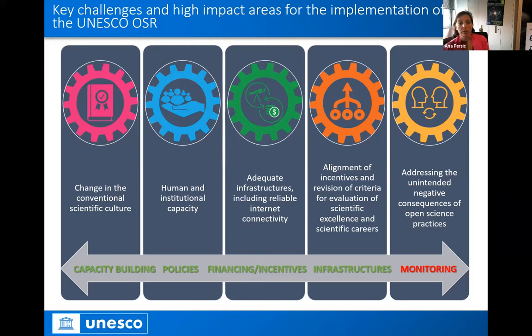They are the change in conventional scientific culture; the building of human and institutional capacity, since there is still a lot of capacity building in open science that needs to happen; the need for adequate infrastructures, including reliable internet connectivity, something not to be forgotten while talking about open science broadly across the world; the need to align incentives and revise criteria for evaluation of scientific excellence and careers; and the need to address the unintended negative consequences of open science practices.